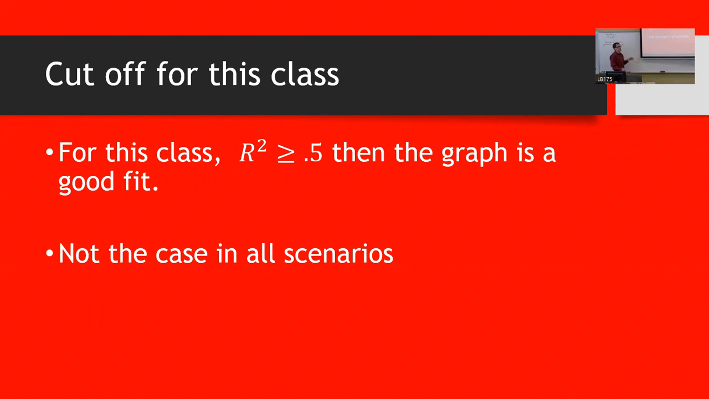So again, I want to just emphasize for the record, the 0.5 is for this class. And if you go into other classes, they might draw it at a different place. Okay? They might draw the change between good and bad fit at a different place.